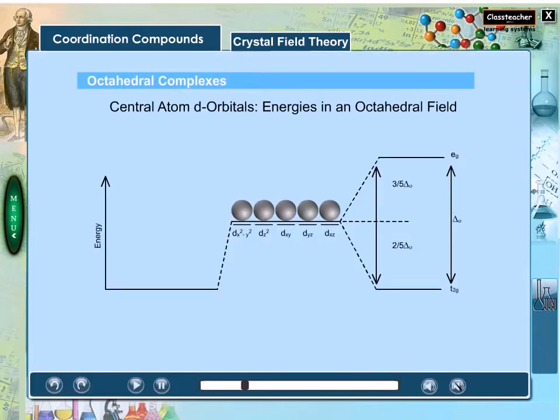Complete the d orbital splitting in an octahedral field by dragging the respective orbitals as indicated.